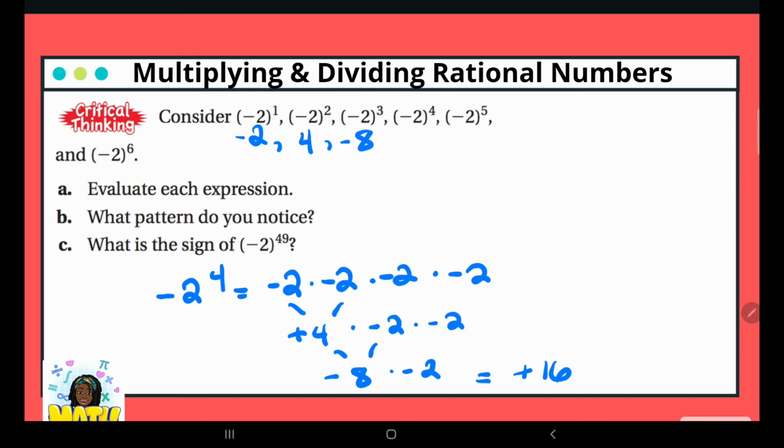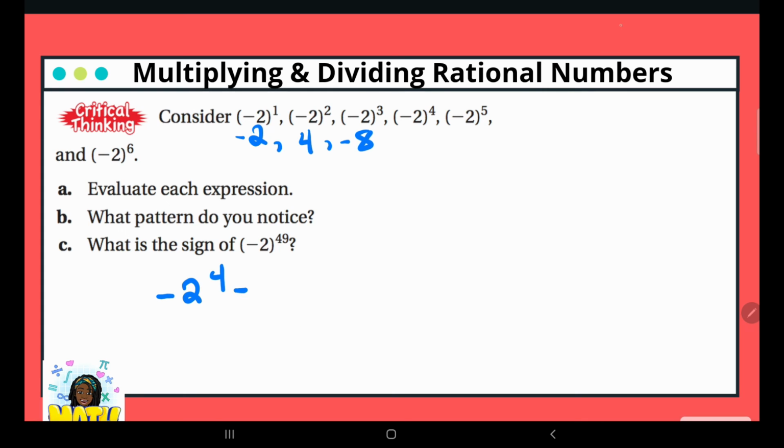Now, take a look at that pattern. Can you see something happening? Think about it. I'm going to just delete this here and then fill that in. Okay. Now, if you had to draw an assumption, what do you think negative 2 to the 5th is going to be? Is it going to be positive or is it going to be negative? It's a good place to pause and think about it and then try it on your own.